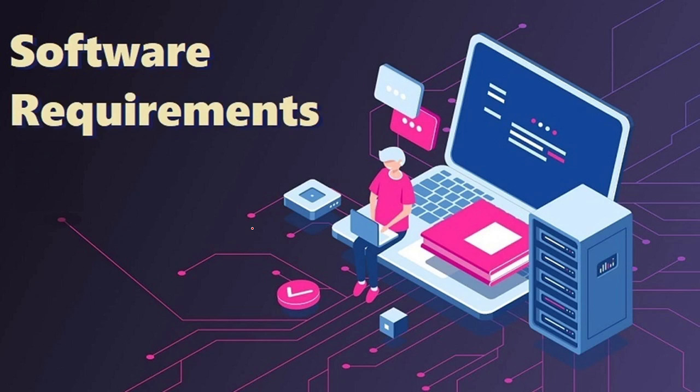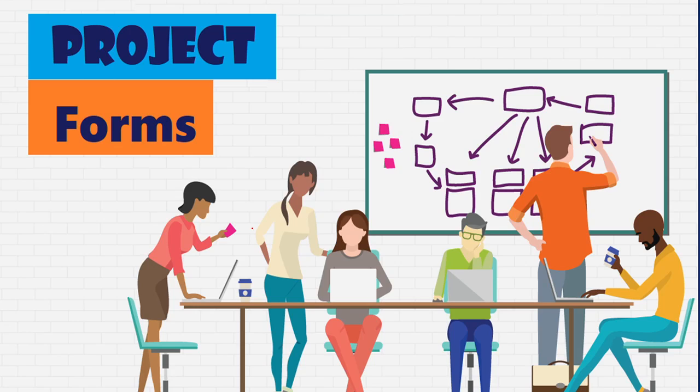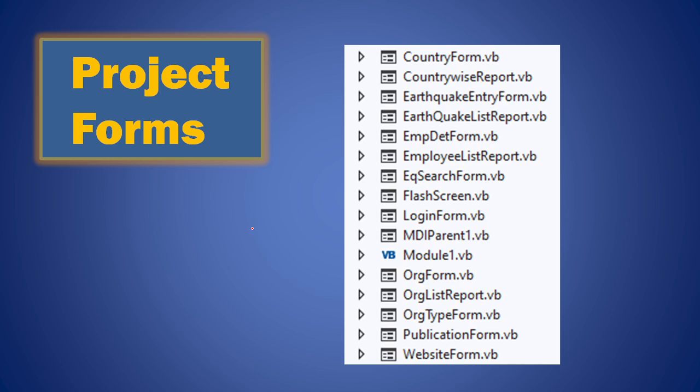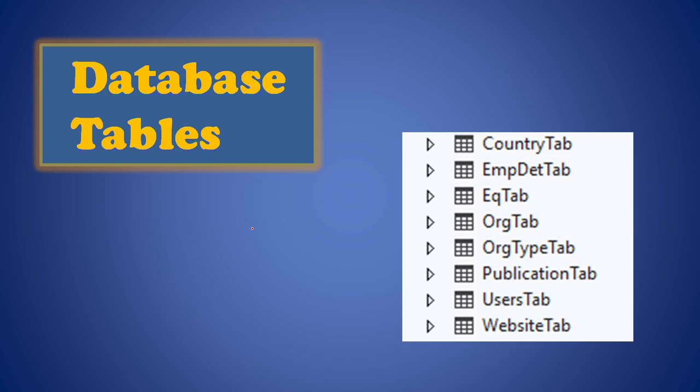Software requirement: if you're developing in VB, then these are the requirements. Project forms: in this project, we are using these forms. I'll explain it in the next slide. If you want details, you can pause the video and check out the names. And database tables: here we are using Microsoft SQL Server as a backend. Here we created all the tables. So these are the tables used in this project.